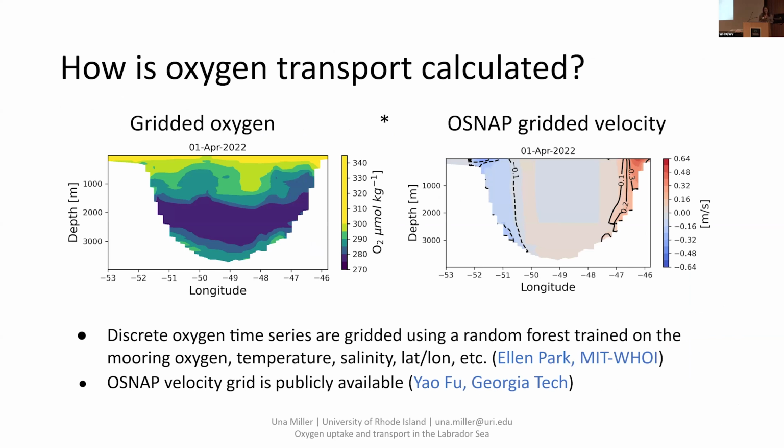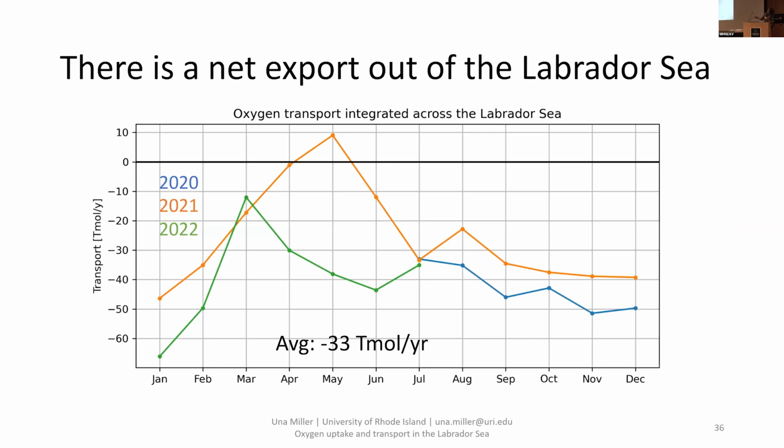So we have these discrete measurements, and we'd like to go from discrete time series to a nice gridded oxygen product so that we can ultimately calculate oxygen transports. I won't go into details, but we go from discrete measurements to gridded oxygen by using a random forest trained on mooring data. And if you'd like to know more about how we do that, please find Ellen Park. She's here all week. So we take this gridded oxygen, multiply it by the OSNAP gridded velocity product, and then that gives us oxygen transports in the Labrador Sea. And that's what I'll show in this last slide.